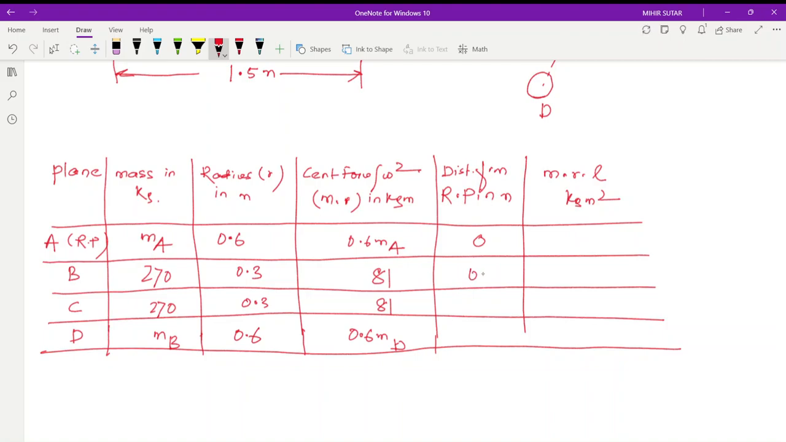and distance from reference plane, it will be 0 because it itself is the reference plane, and this distance is 0.4, 1.1, 1.5 meter, so this will be 0 and this will be 32.4 kg meter square, okay. This will be 89.1 kg meter square, and this will be 0.9 MD.